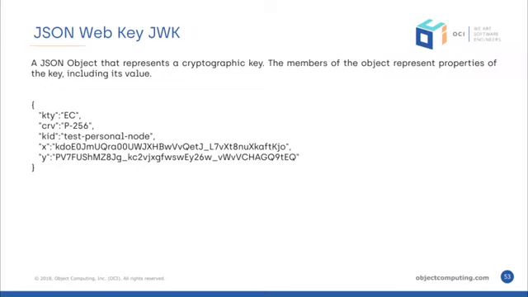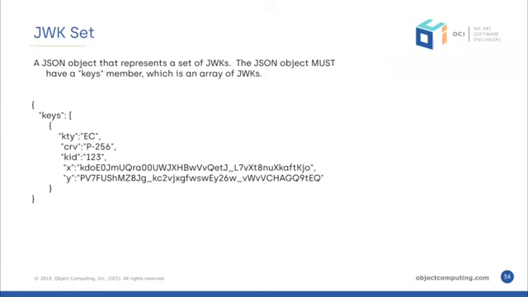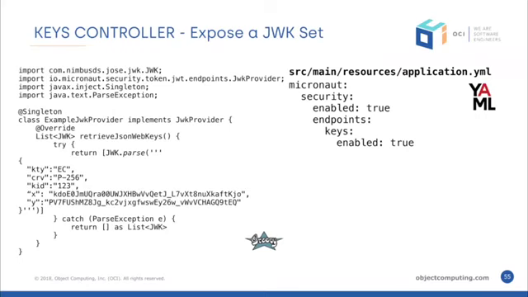We have support also for JSON Web Key. A JSON Web Key is a way to represent a cryptographic key. We actually support as well a JSON Web Key Set, which is basically a set of these JSON Web Keys. We make it really easy to expose, typically, a set of public keys in JSON Web Key format. We have one controller called the keys controller that you can enable with micronaut.security.endpoints.keys.enabled, and you need to provide a bean that implements JWK provider.